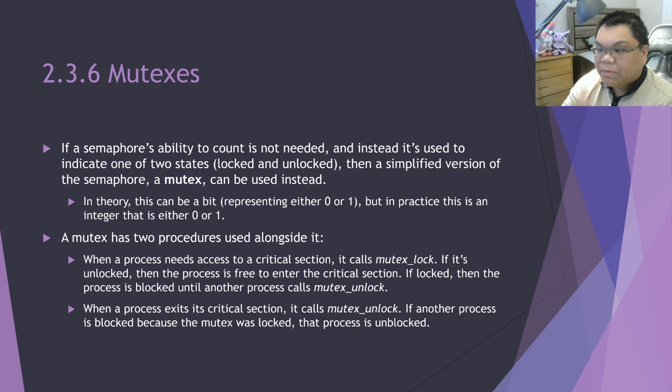A mutex has 2 procedures alongside it. One is called mutex lock, so when a process needs to access a critical section, it calls mutex lock. So basically, think of a mutex lock as a physical lock that you use to, say, lock a door behind you.